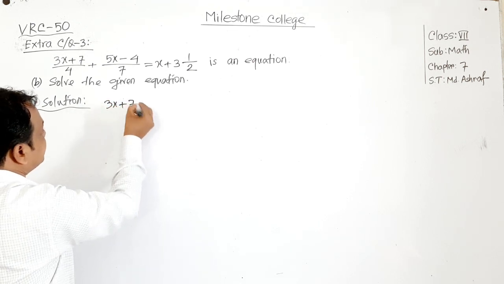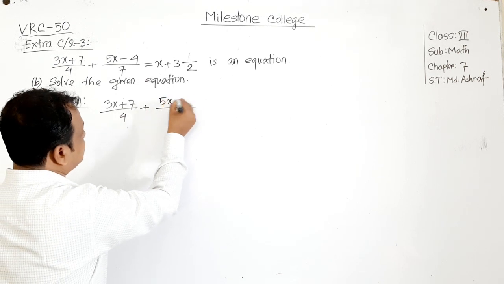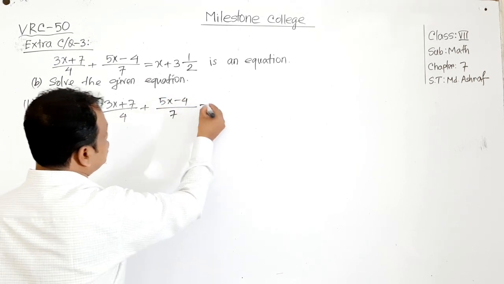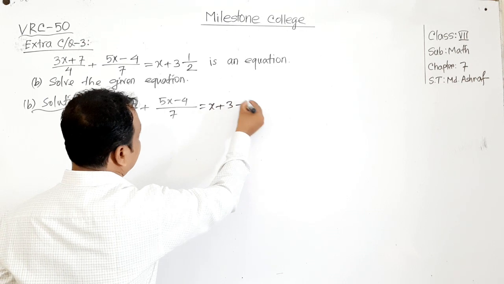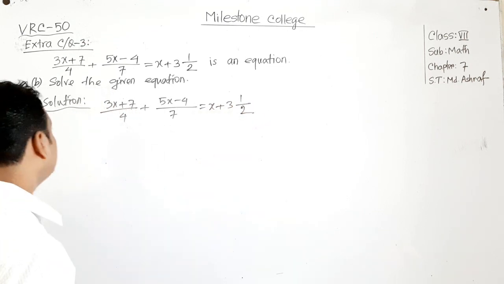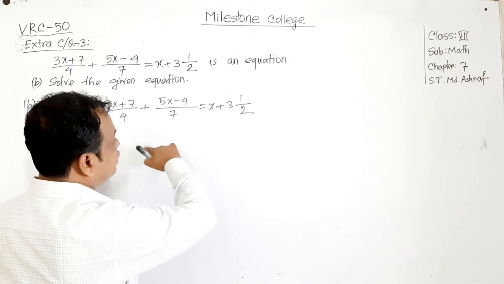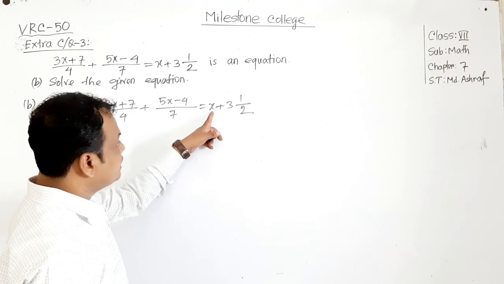3x plus 7 divided by 4 plus 5x minus 4 divided by 7 equals x plus 3 whole 1 by 2. So this is the equation, we have to solve this one. Okay, so for solving this one, we will take x on one side and the constant term on the other side. So we can change its side.